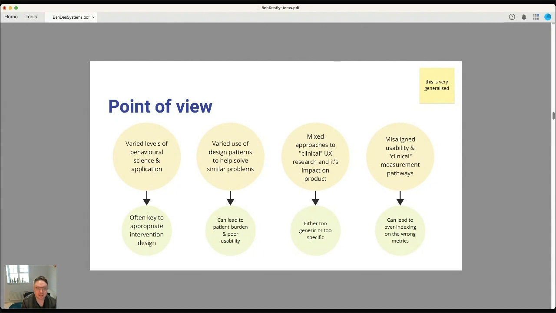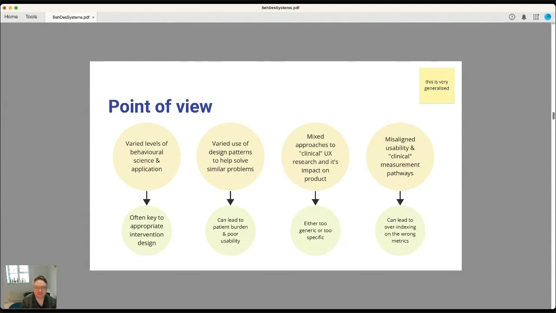Varied use of design patterns to help solve similar problems. So, just random things off the top of my head, for example, when solving for polypharmacy, multiple medications, or symptom tracking, or my own experiences with mental health apps when just looking at them to do some peer review. There's lots of different ways to solve the same problems. Now, I'm not sure how big a problem this is, but the psychology brain in me is saying, well, is there a level of consistency for delivery? Can this lead to patient burden and poor usability? Yes, it does. How much of an impact has that had? What does the evidence say? Well, it's still out there to be looked at.